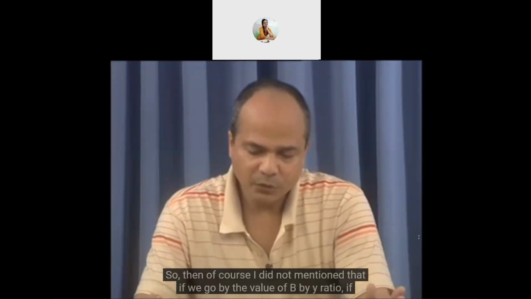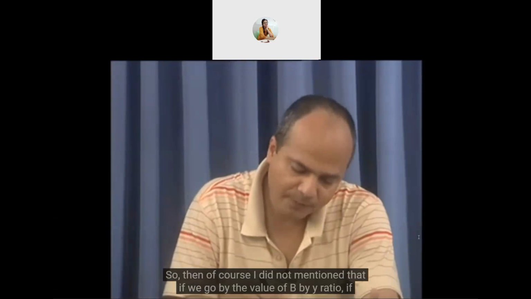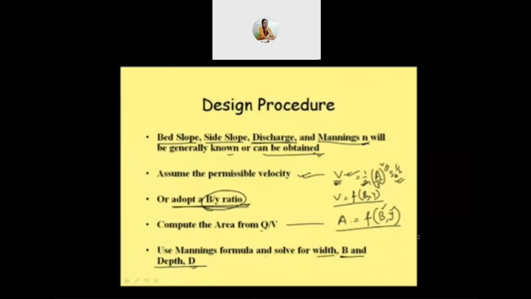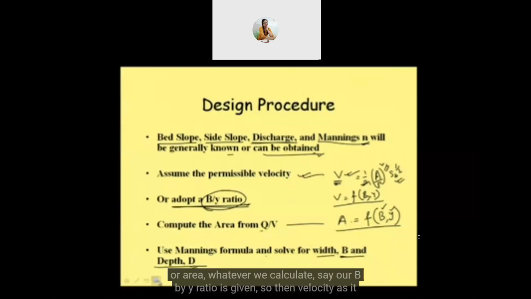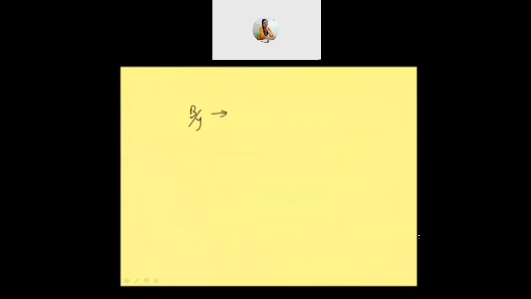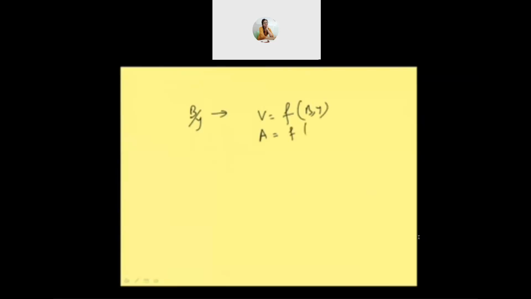Then of course I did not mention that if we go by the value of B by Y ratio, once we have this B by Y ratio, then this velocity or area, whatever we calculate, say our B by Y ratio is given. So then velocity, as it was a function of V and Y, B and Y, or say area, that was a function of B and Y.